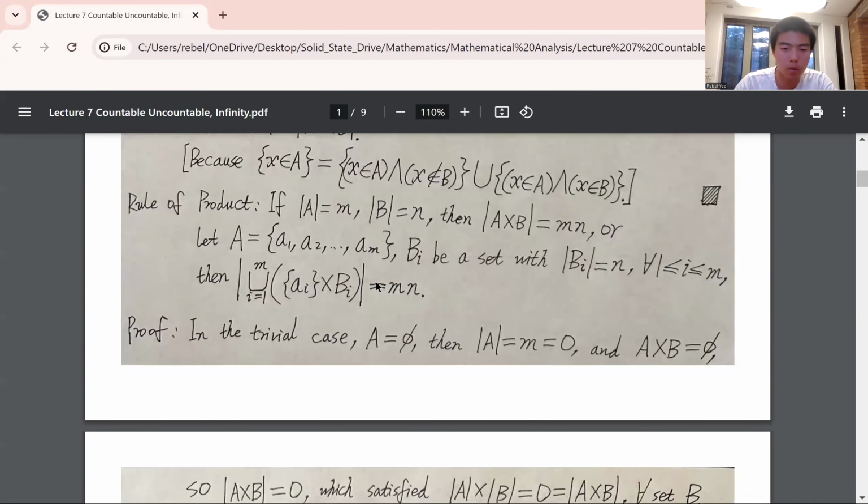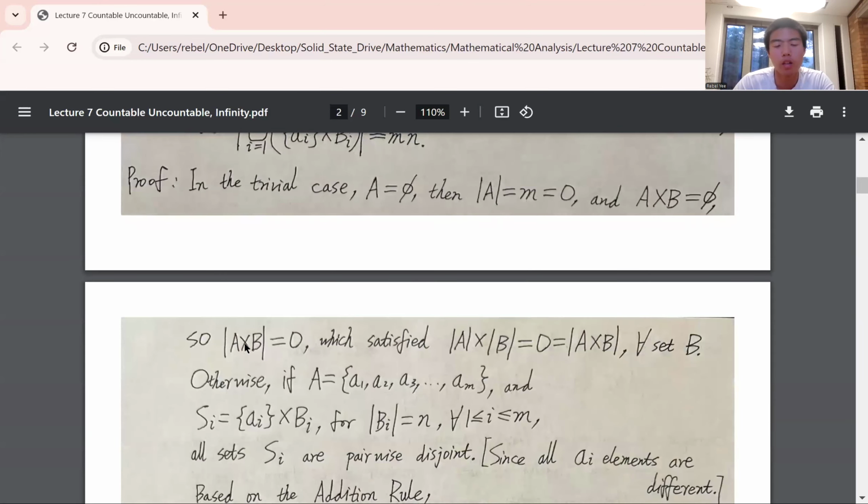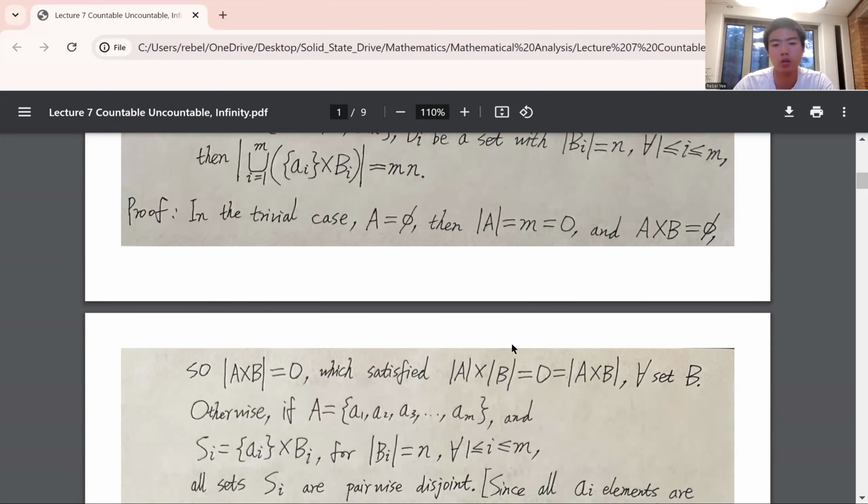All right, so that's the case, and we'll give a brief proof about this. So let's talk about the trivial case. The trivial case is not very general, but it can give us an intuition about it. So imagine A is an empty set, then the cardinality of A equals m, which is 0. And A Cartesian product with B is also empty, because the first coordinate is empty, it cannot form any pair with an existing value. So the cardinality of A times B is also 0, which satisfies the equality for all sets B. So in this case, it is true.